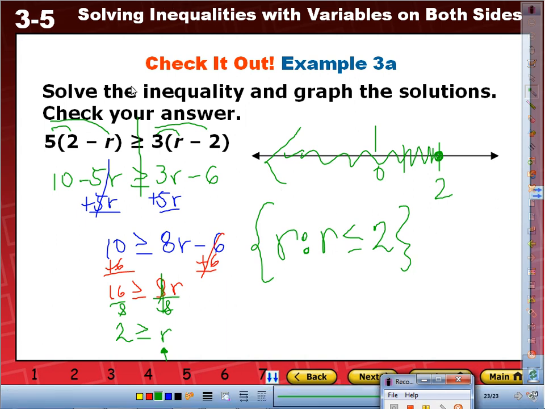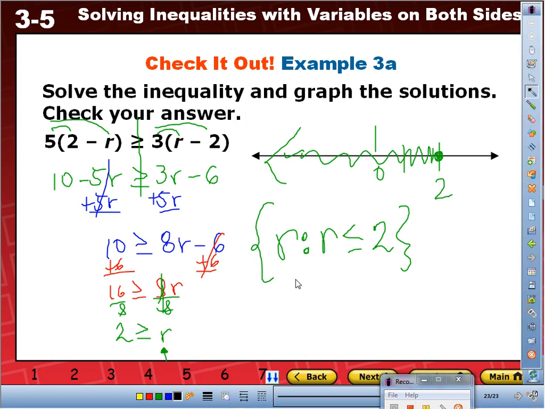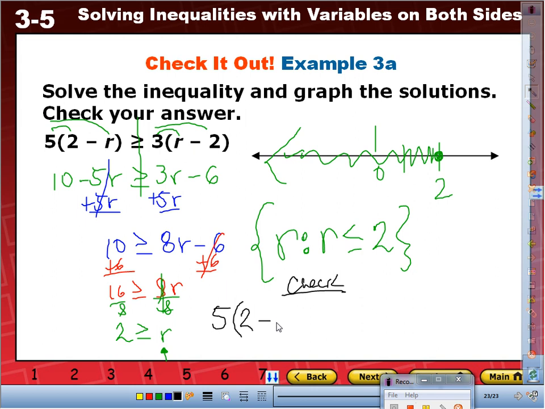Okay, so we're done with that. It says solve, graph, and check. So let's check this. Just write check. We're going to rewrite the entire original inequality, but instead of the variables, I want you to open parentheses. So we have 5, open a big parentheses, 2 minus, open a small parentheses, close parentheses, greater than or equal to 3, open big parentheses, small parentheses for the variable, minus 2, close parentheses.